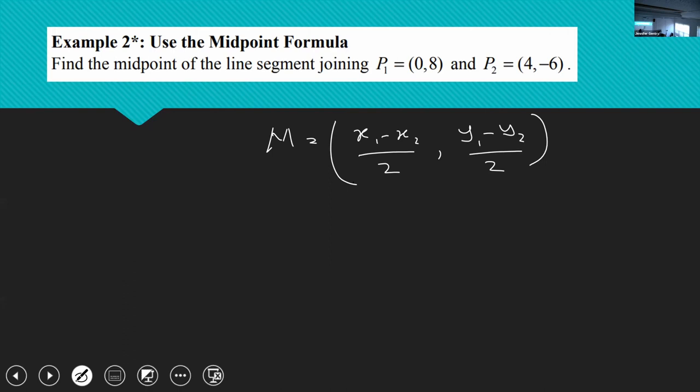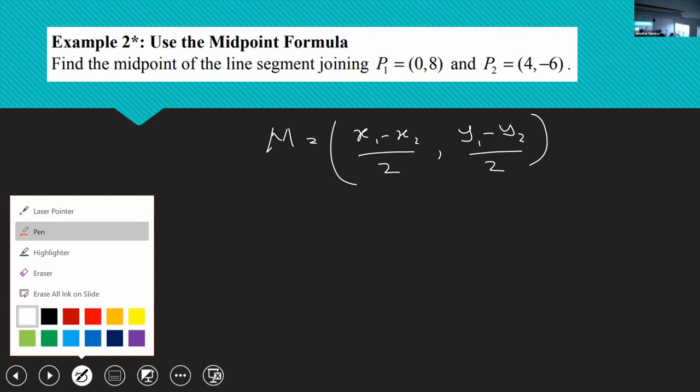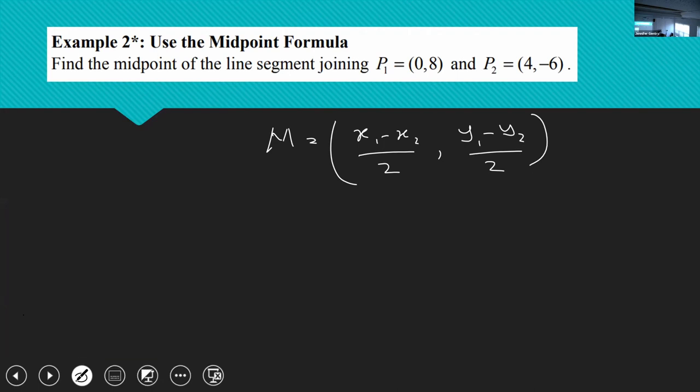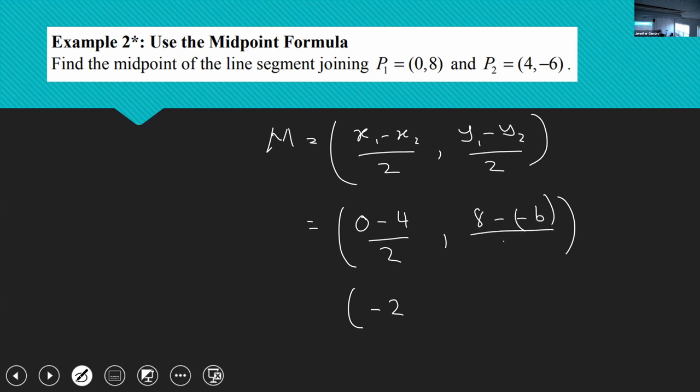Which one do you want to do first? You're going to do P1 first and then P2? Yeah. 0 minus 4 is? -4. -4 divided by 2 is? -2. Okay? Make sense? 8 minus 6. 14. Divided by 2? 7. Does that make sense?